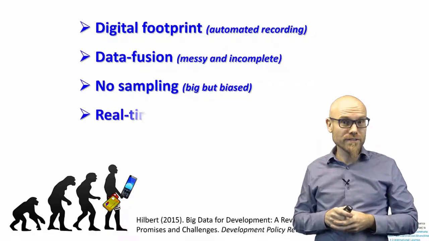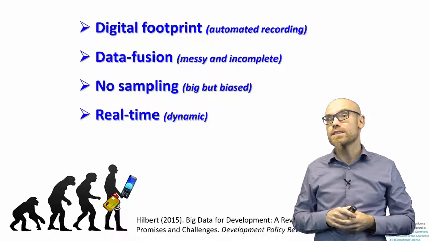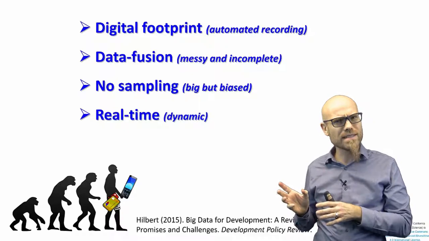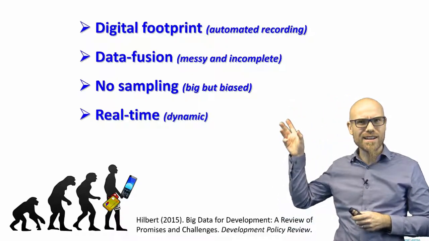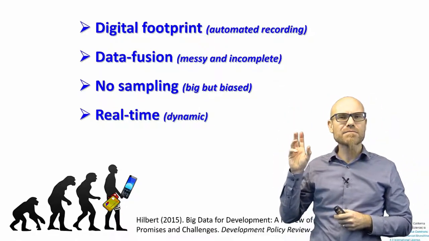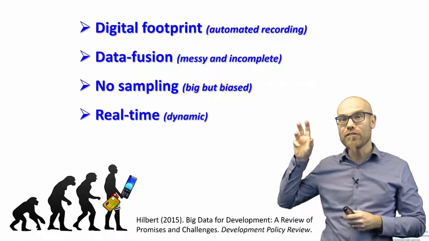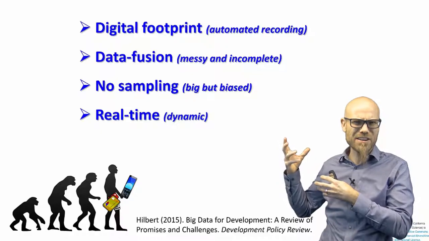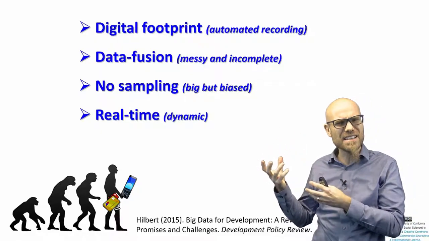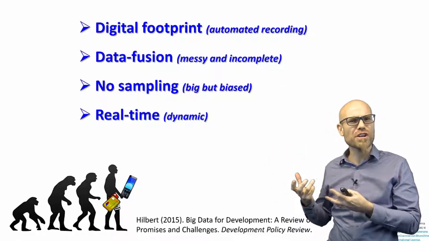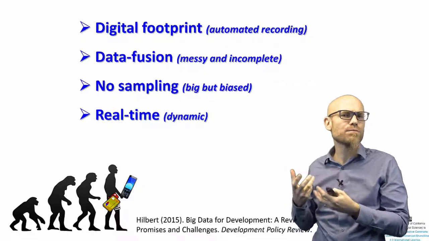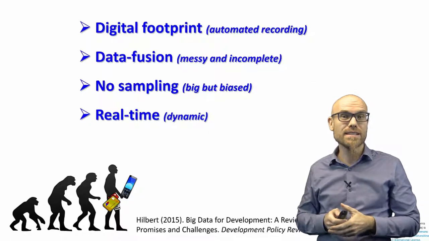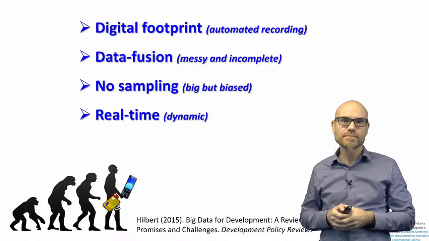Fourth, often this digital footprint is produced in real time. This is not necessarily always the case, and these characteristics that you see here, it doesn't mean that if all of them are fulfilled, that's what's called big data. It's not really like this. I just give you some characteristics that give you an idea. But often a benefit of working with a digital footprint is that it's produced in real time and that you can analyze it in real time. And we'll see some examples of how that is done.